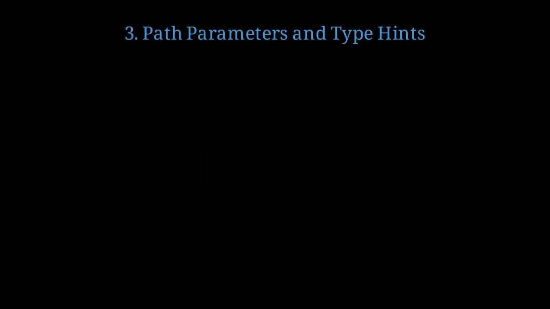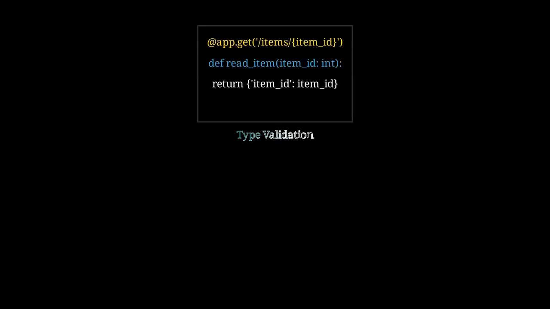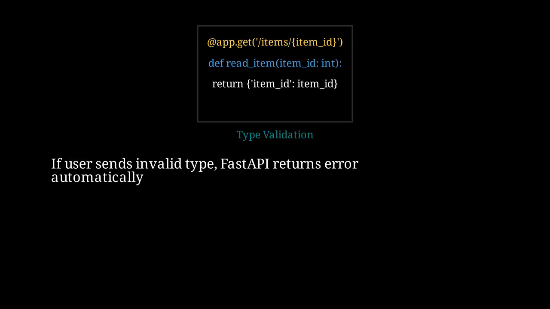FastAPI uses Python type hints to automatically validate and convert data. By adding type hints like int, FastAPI automatically validates that the path parameter is an integer and converts it for you. If a user sends an invalid type, like a string instead of an integer, FastAPI automatically returns a helpful error message.